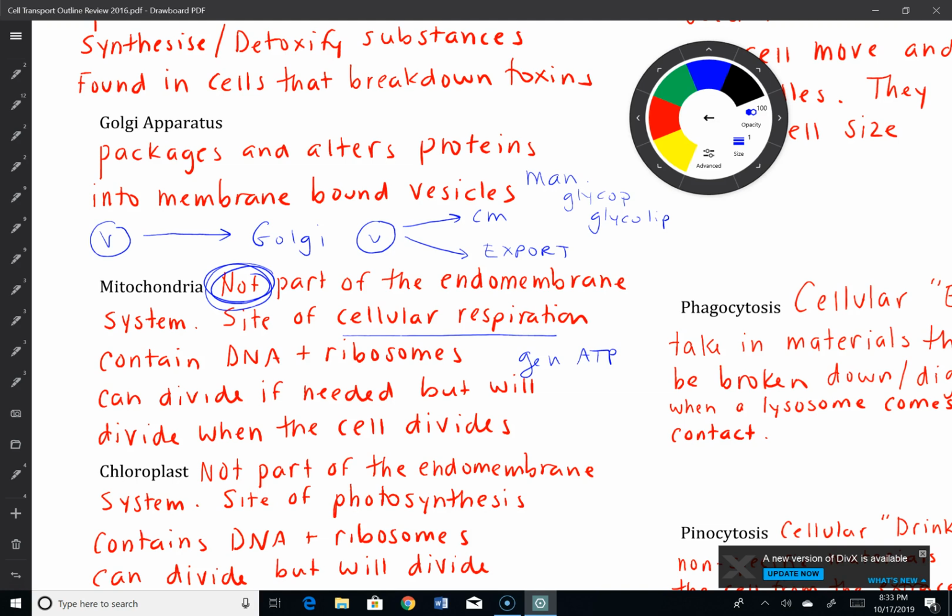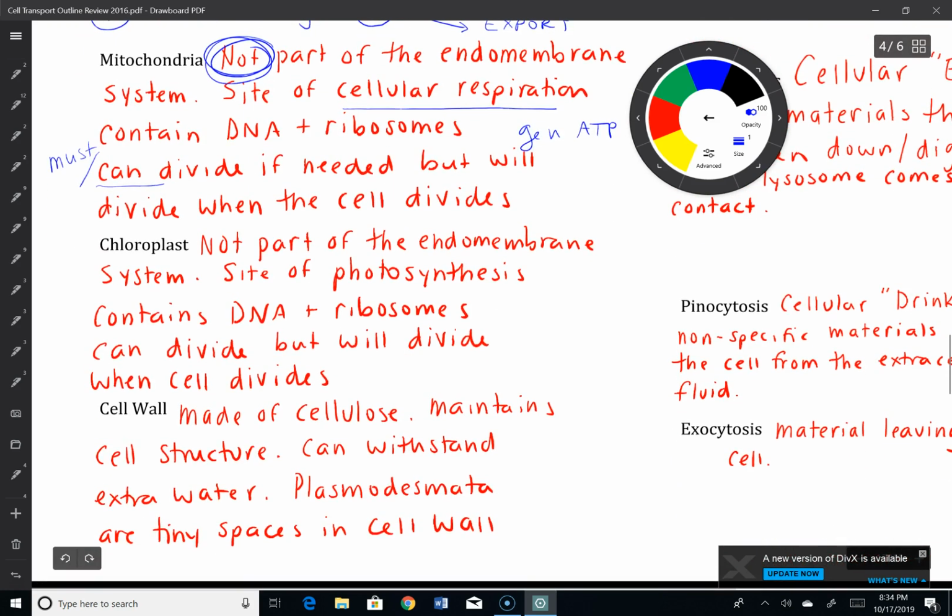It's got its own DNA. It has its own ribosomes. It is a double membrane organelle. It actually can divide. When a cell divides, it actually must divide, because if they don't, each time the cell divides, there's going to be way less mitochondria, and ultimately that's going to be a problem. And the cells will use the ATP from the mitochondria throughout the entire cell, not just in the mitochondria.